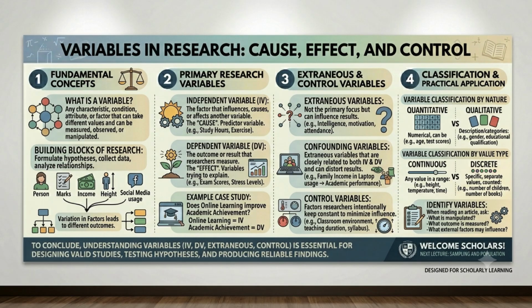To conclude, variables are measurable characteristics or factors that change and can be studied scientifically. The independent variable influences another factor, while the dependent variable represents the outcome being measured. Extraneous variables are outside factors that may affect results, and control variables are factors kept constant to ensure fairness and accuracy. Understanding these variables is essential for designing valid research studies, testing hypotheses, and producing reliable results.